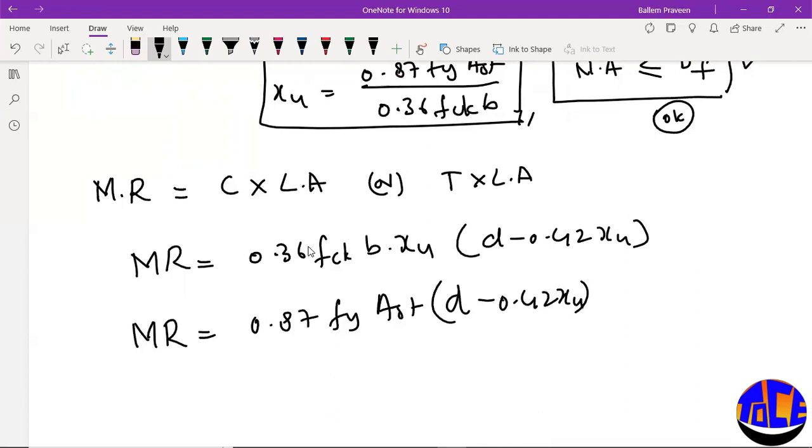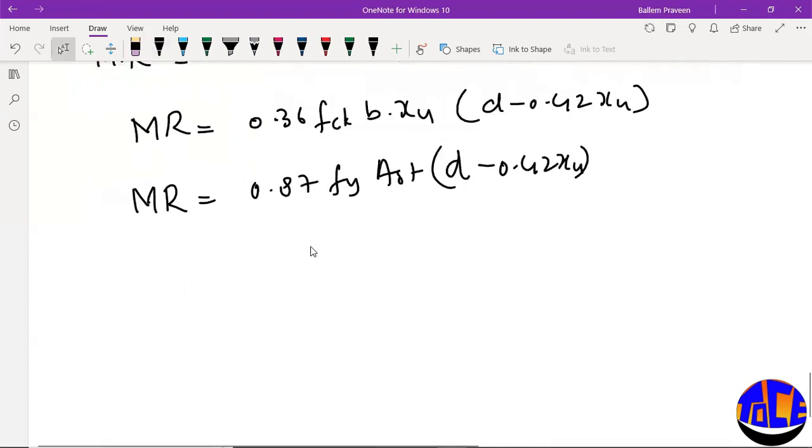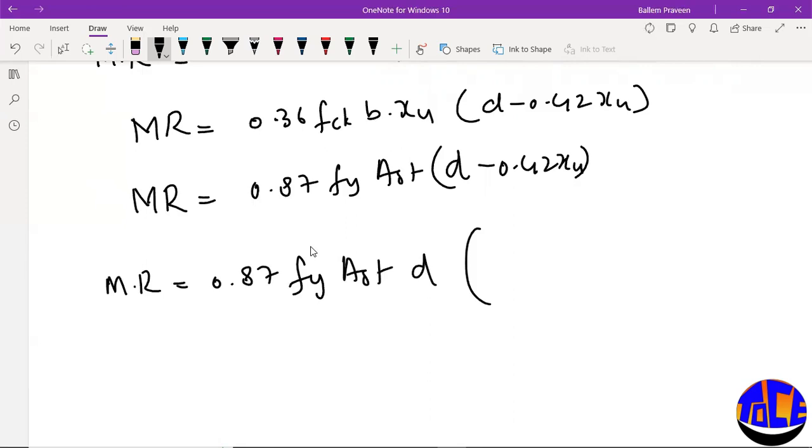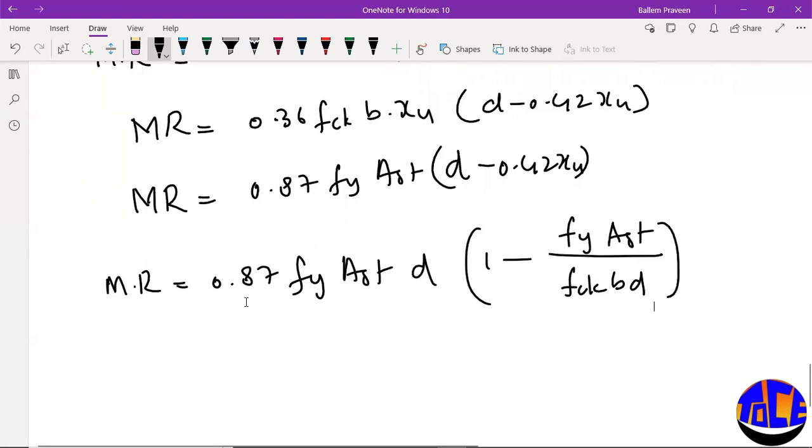You can use this formula, or else if the moment is known and you have to find the Ast, the area of steel required for the flanged section, then you can use another formula: the moment of resistance is equal to 0.87 fy Ast d times 1 minus the steel parameter, fy into Ast, over the concrete parameters, fck into b into d. So you can use this formula to find the Ast if the moment is known.